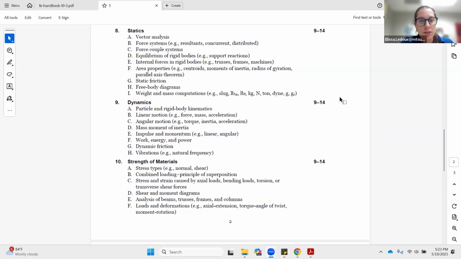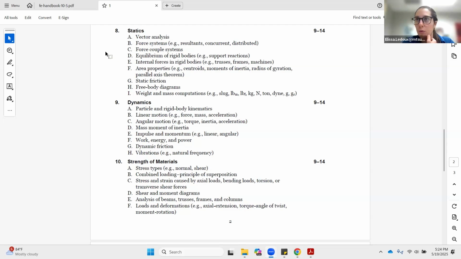This module covers statics. Statics is the first in a set of 3 that talk about mechanics of materials. So this will be statics, dynamics, and strengths of materials are the next 3 modules. But this one focuses on statics. So you'll have questions on vector analysis, forces.